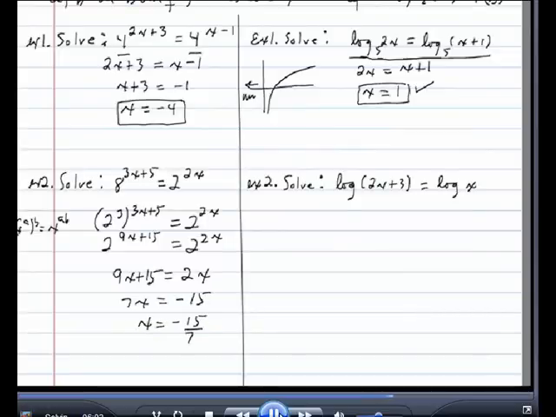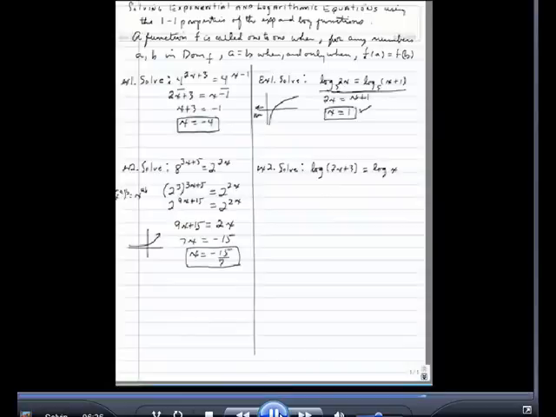Had I been solving a logarithmic equation, I'd really want to check this answer out. But remember, the exponential function graphs like this. So its domain is negative infinity to infinity. There's absolutely nothing wrong with x equals negative 15 sevenths, so that's a good solution. Let's go to the second example on the other side.